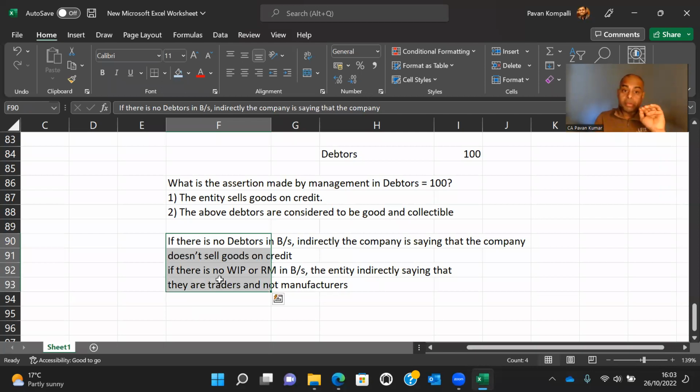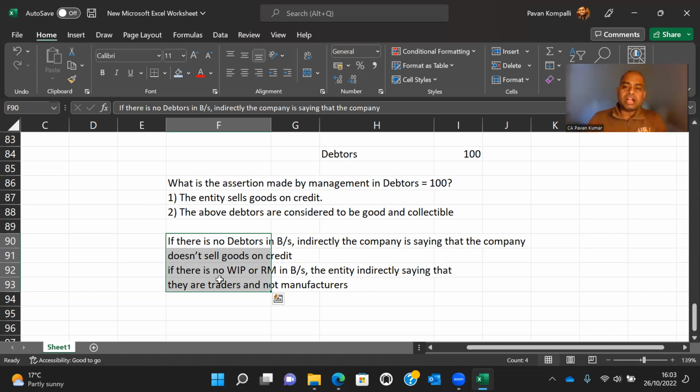A student may argue by saying that, Pavan sir, even if they give credit also, debtors can be zero. You can argue, which is not practical. I have never seen a balance sheet with the debtors zero if they sell goods on credit. You can argue, no sir, they sell goods on credit, but all the customers paid money on the balance sheet date. That is the reason on the balance sheet date, debtors is zero, but the company gives credit. This argument you can make, which has no sense. In reality, it doesn't happen.